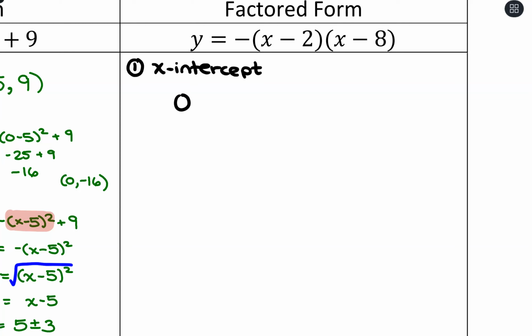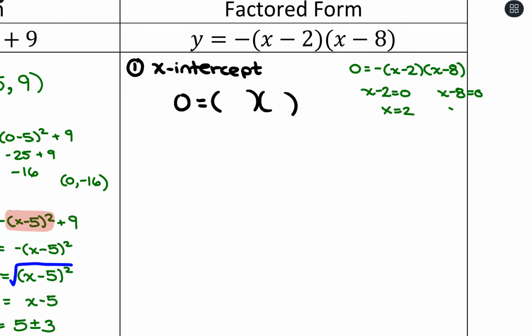which would be to solve 0 equals our factored form, which, if it's already factored, we can just jump to our product of zeros rule. So for this case, we'd have 0 equals negative (x minus 2)(x minus 8), which means x minus 2 equals 0, or x minus 8 equals 0. So we get x equals 2, x equals 8. And there's our horizontal intercepts, or our zeros, also called our x-intercepts. Lots of names for our x-intercepts.